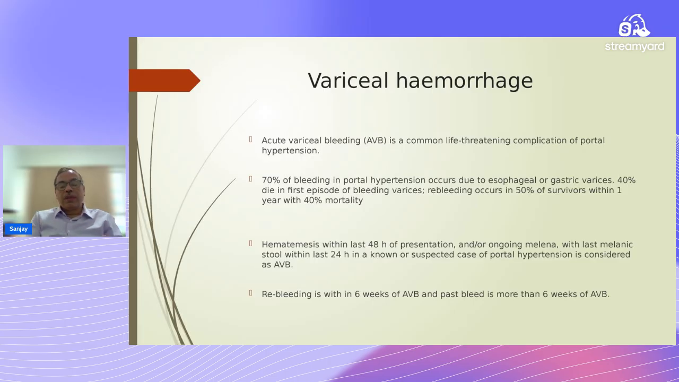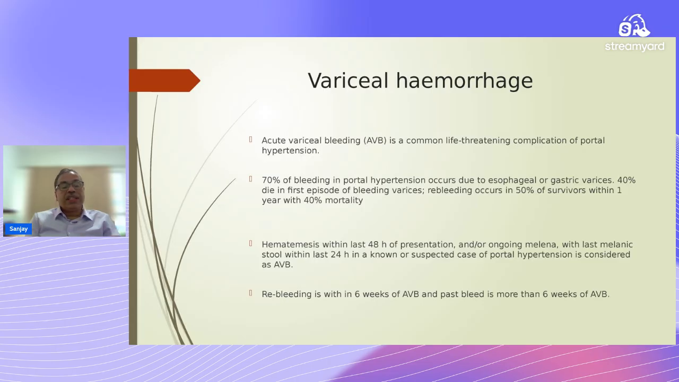Coming to a little bit about variceal hemorrhage, the correct term would be acute variceal bleeding, or AVB in short. It's a common life threatening complication of cirrhosis, chronic liver disease, leading ultimately to portal hypertension and development of varices, esophageal or gastric varices. 70% of bleeding in portal hypertension occurs due to esophageal or gastric varices. That is very important. 40% die in the first episode of bleeding varices.